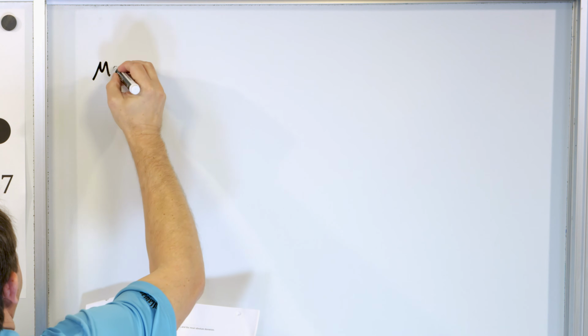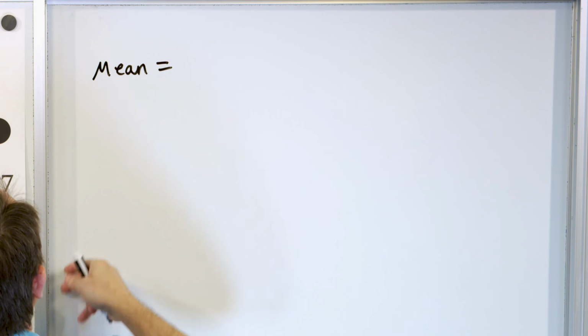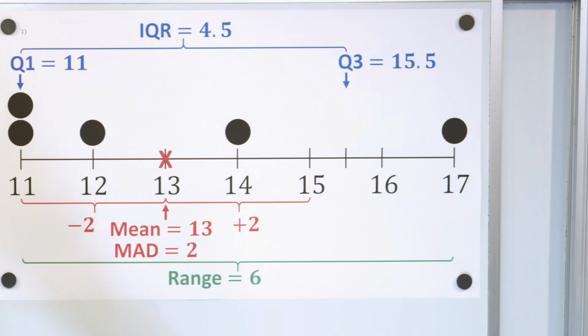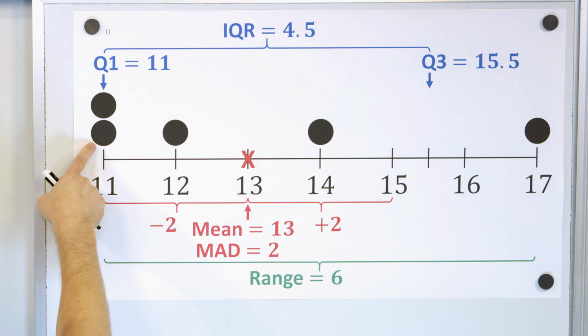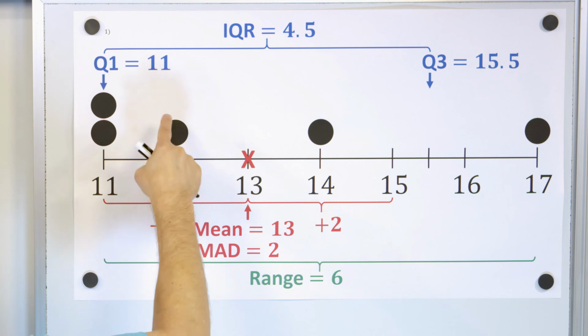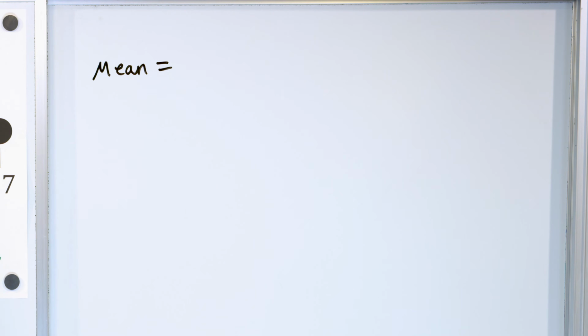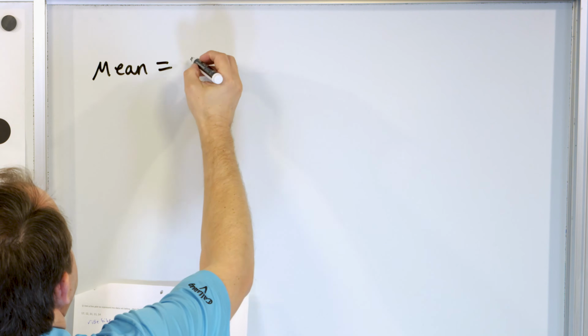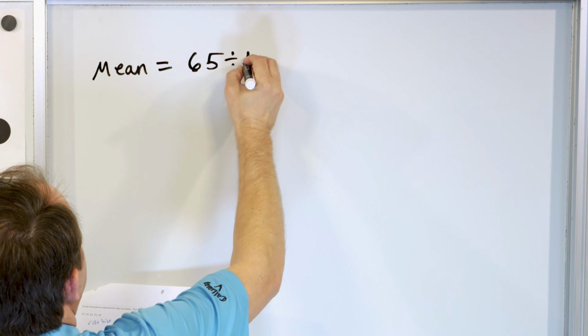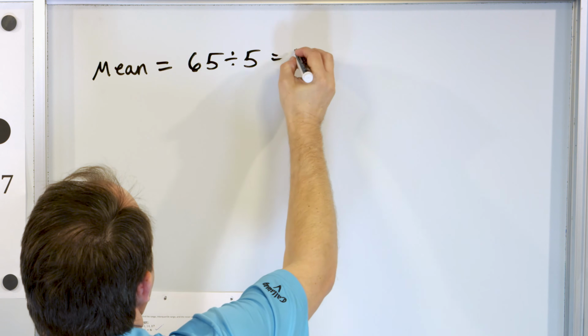So the mean of this data. The way that you calculate the mean of this data is you have 2 points at 11, 1 at 12, 1 at 14, 1 at 17. So you add 11 plus 12 plus 14 plus 17. You add all those numbers up, and what you're going to get is 65. And you divide by 5 because you have 5 data points. So you add up all the data points, divide by 5, and you're going to get 13.